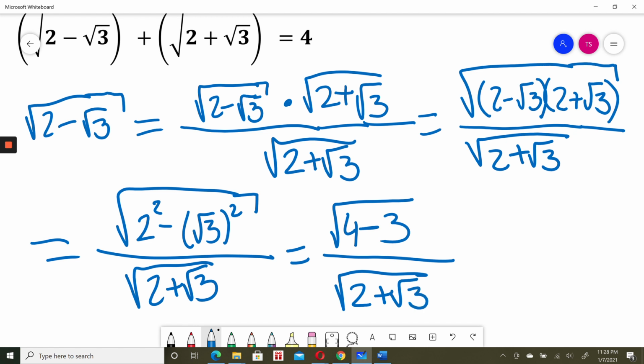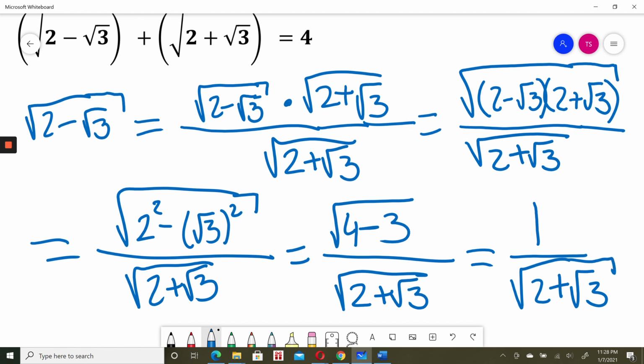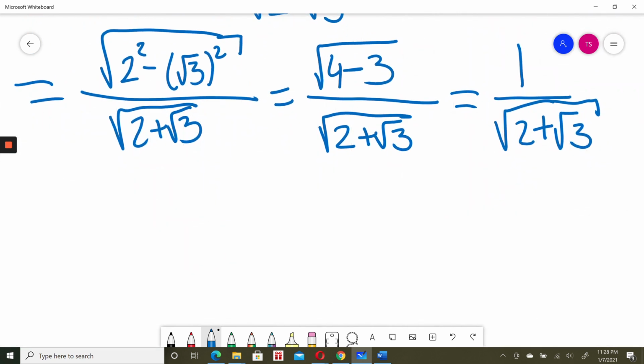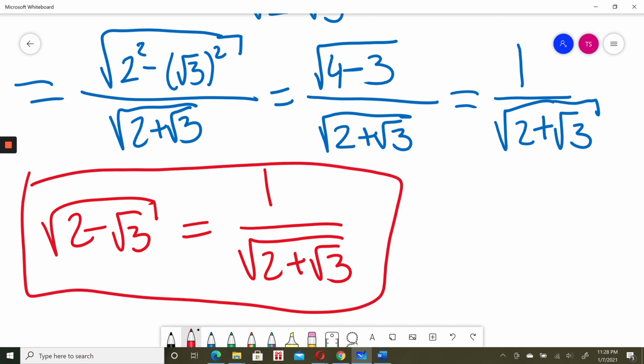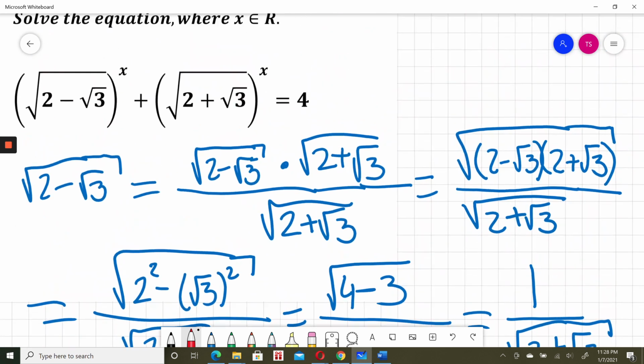4 minus 3 is 1, square root of 1 is 1, so this would be 1 over the square root of 2 plus square root of 3. So that with minus becomes plus in the denominator. I'll write what I proved: square root of 2 minus square root of 3 is equal to 1 over square root of 2 plus square root of 3. I'm going to use what I did and substitute it into my equation.